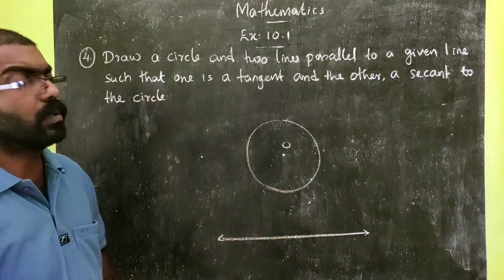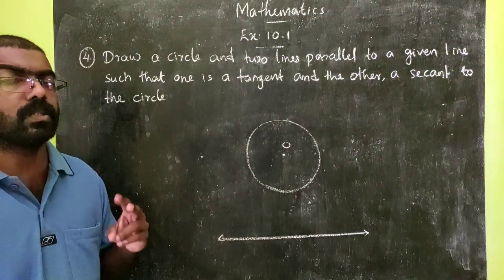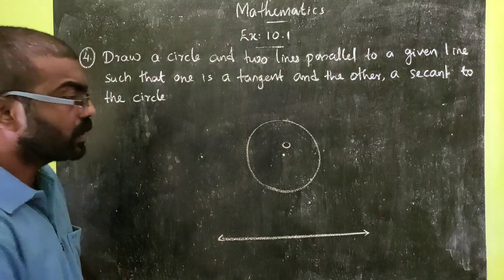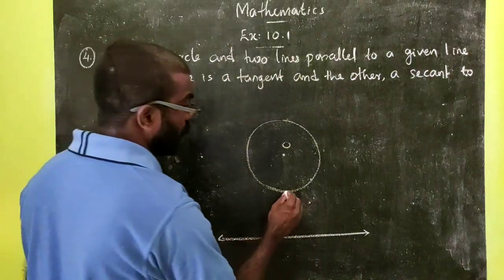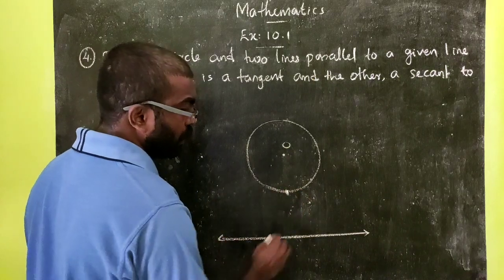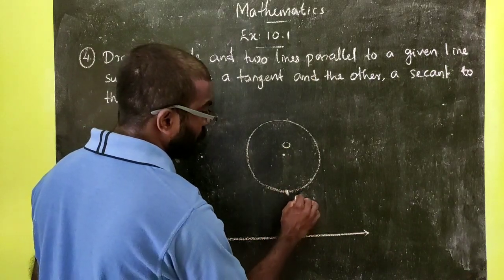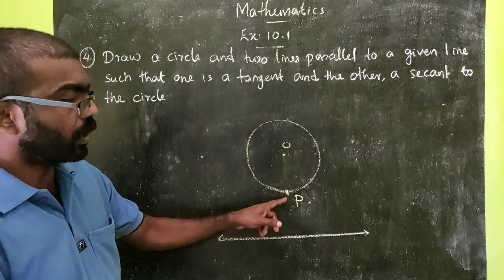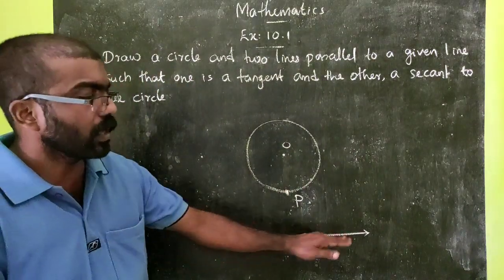Now what we have to do is, we have to draw two more lines. One is a tangent. We know what is a tangent. Tangent is a line which intersects the circle at only one point. Here I take this point as P and I am going to draw a line through the point P which is parallel to the line L.